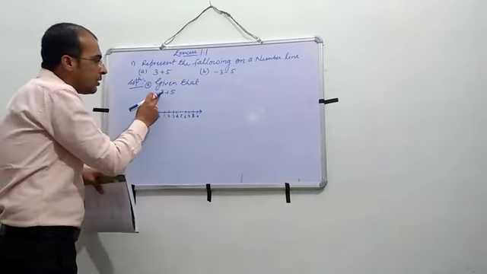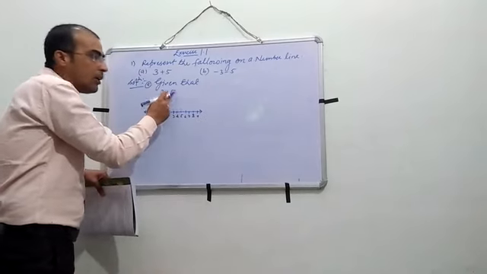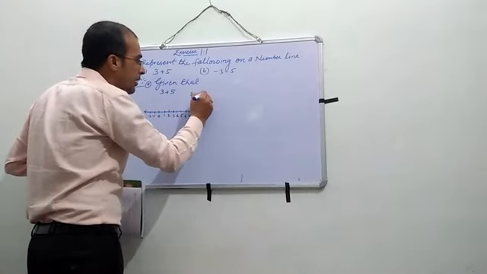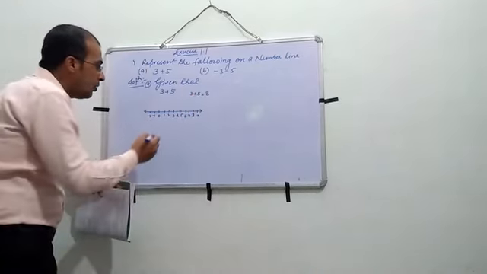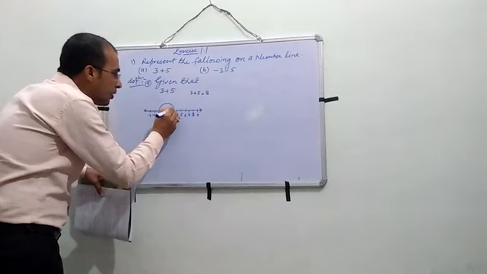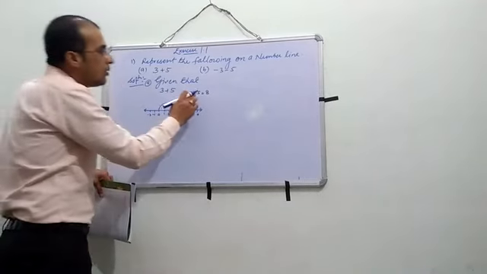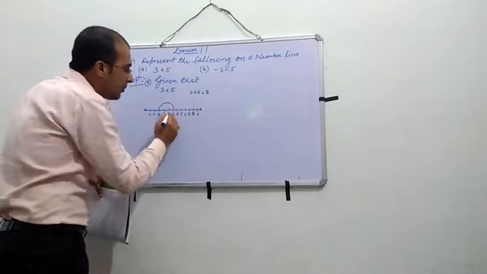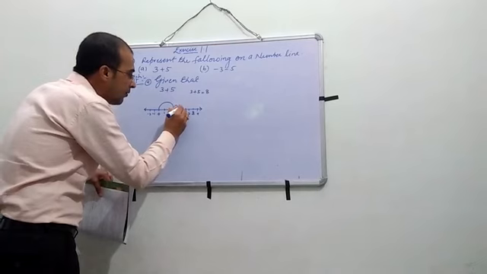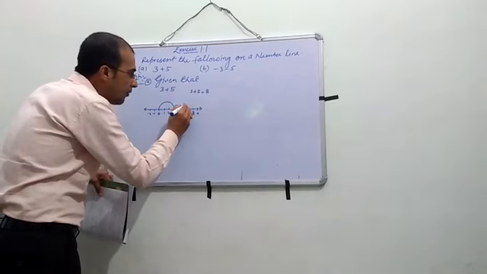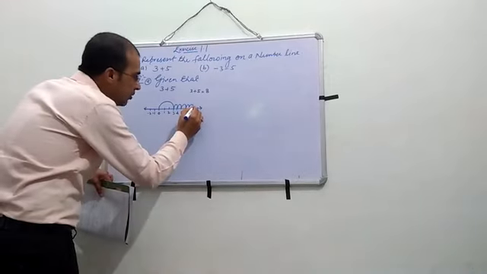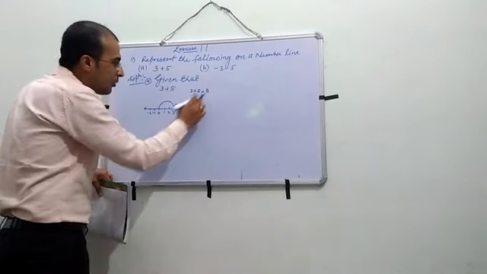So we have to represent 3 plus 5. First we will represent the 3, then we will add 5. Then what will be the result? Simply if you add 3 and 5, then the result will be 8. So first we will represent 3, then from here you go to this point, and 5 you will represent. Then you are adding here. So what you will do? After 3, 4, 5, 6, 7, and 8. This is your result.